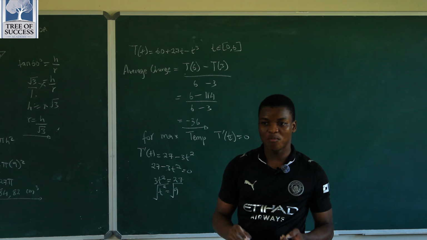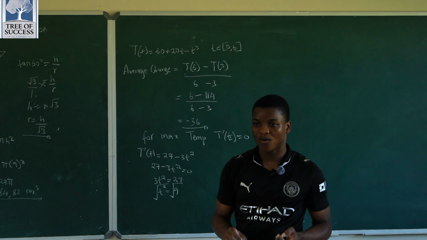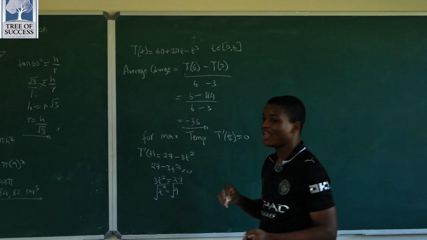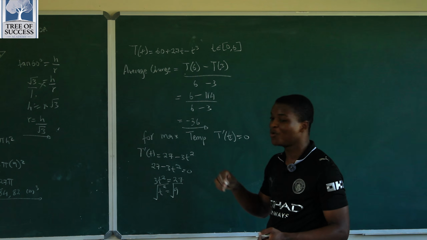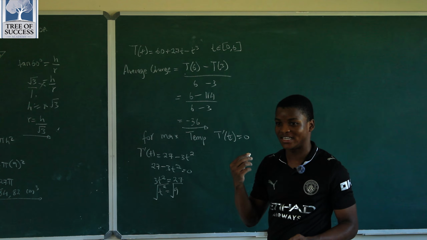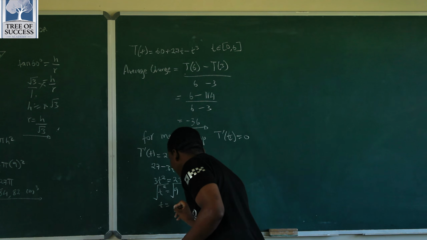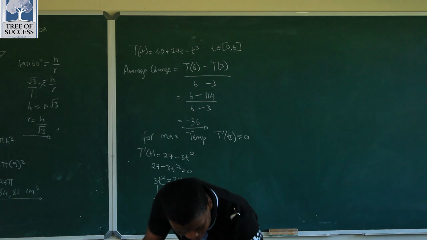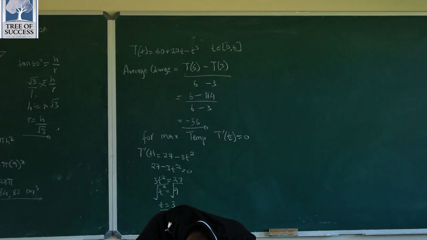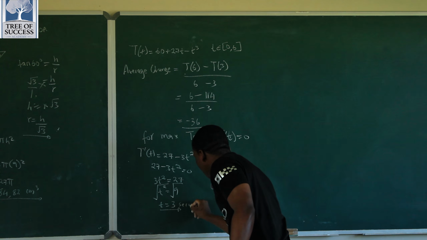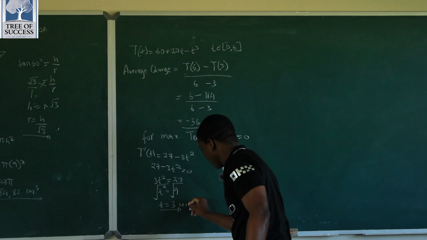Now we won't put plus or minus here, right? Why? Time is always positive. Time is always going in a positive direction. It always goes forward, not backward. Is it clear? So we don't put plus or minus here. So it means time would be equal to 3. So the question was after how many seconds will the temperature be a maximum? So after 3 seconds, the temperature will be at maximum.